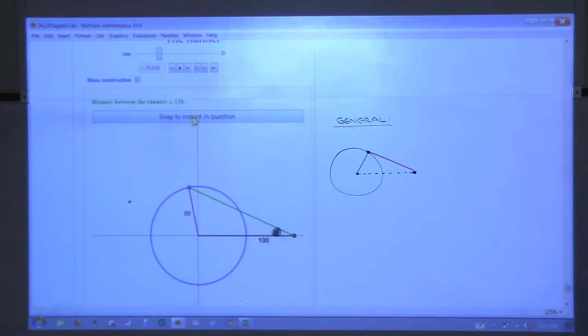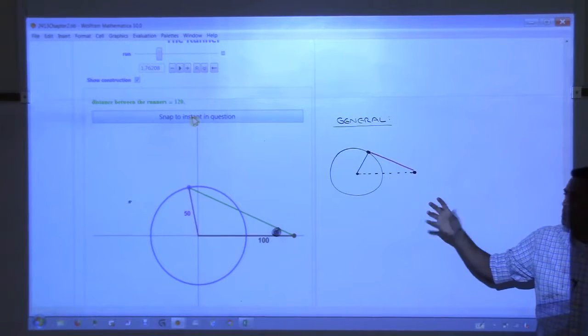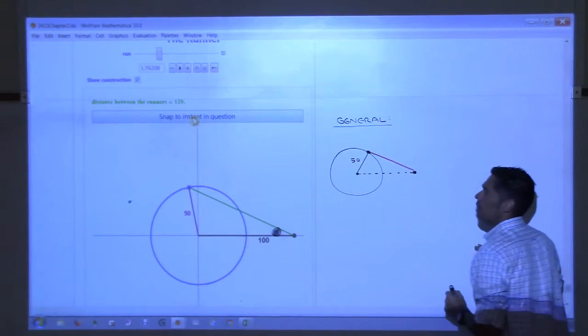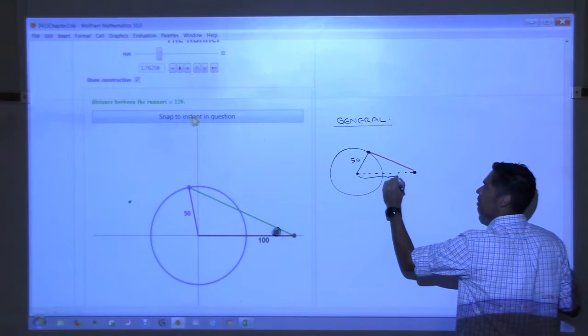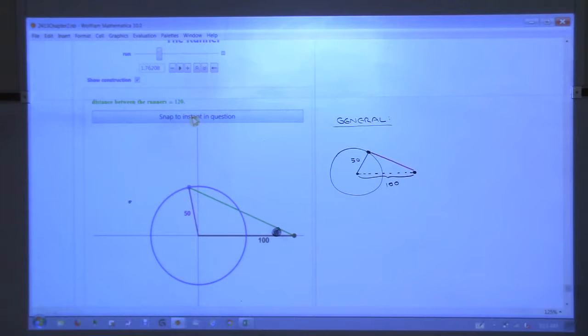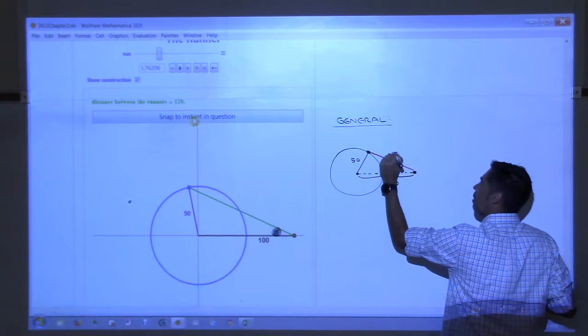Now, on that general picture, can I fix any of these things to be constants? Radius. The radius is constant, so this is 50 no matter what, right? And isn't this distance 100? Yes. That's definitely not going to change. The only thing that's really changing there is that red piece. So let's call it, I don't know, R? I don't care. You can call it whatever you want. R. All right?